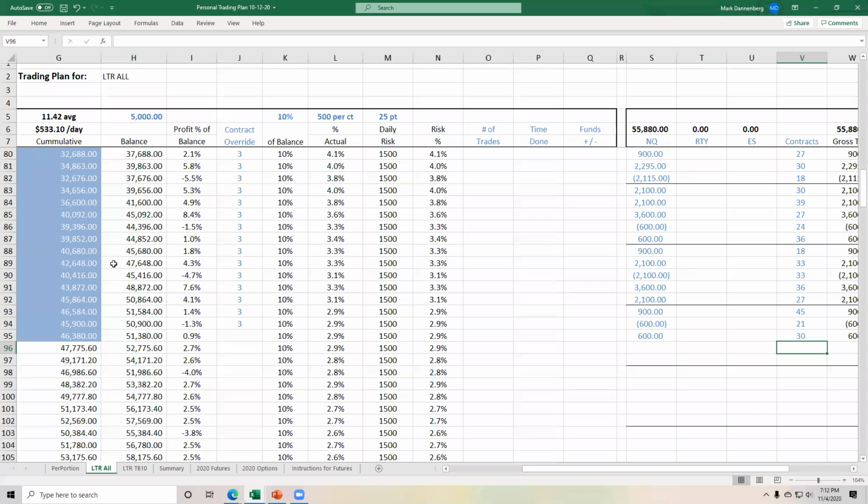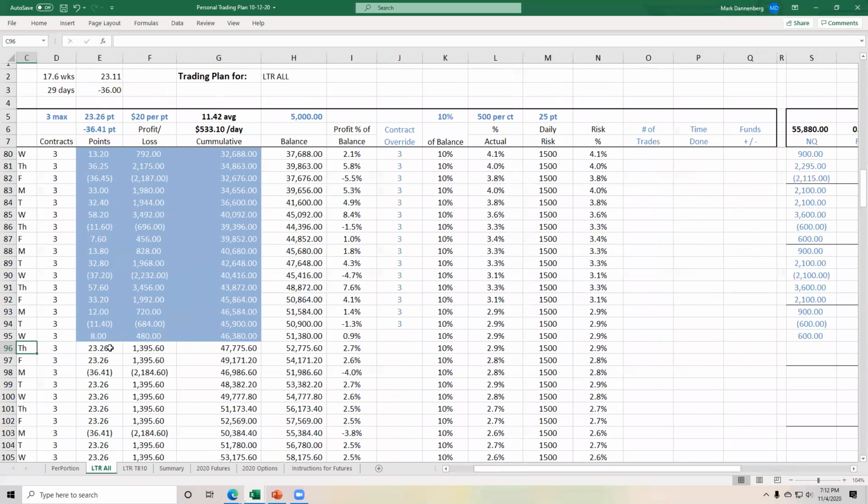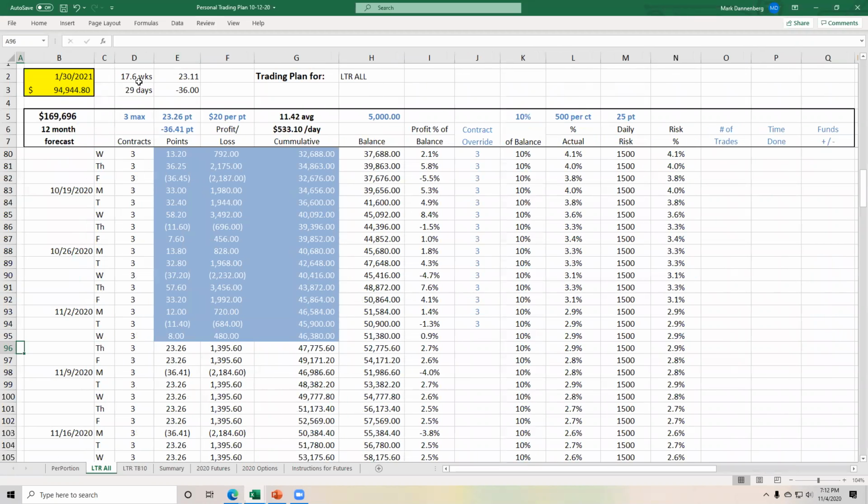All right, so I'm going to jump back to the 9:30 to noon category first. I'm going to start here. There's 4 numbers up here on our personal trading plan. This one is telling us that of the 52-week plan, which is forecasting our income, we have 17.6 weeks behind us. So we've already entered daily information for the first 17.6 weeks of a 52-week plan.